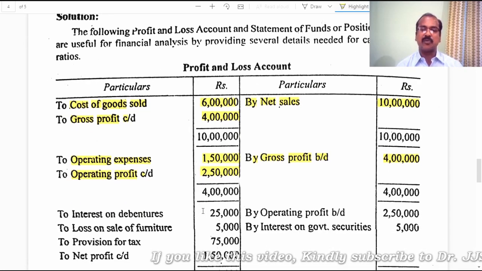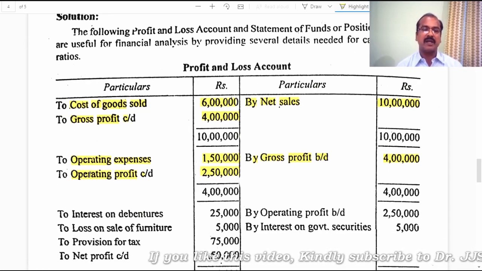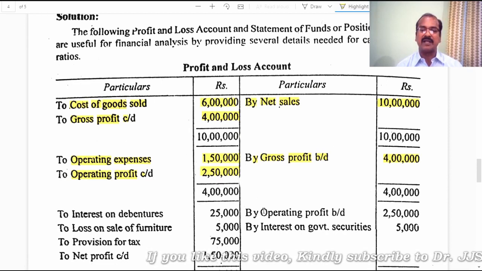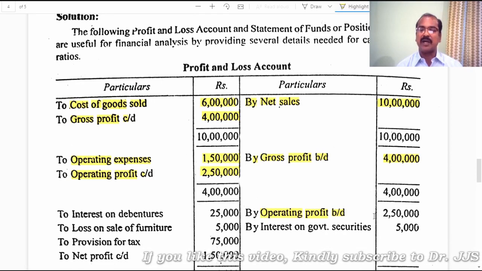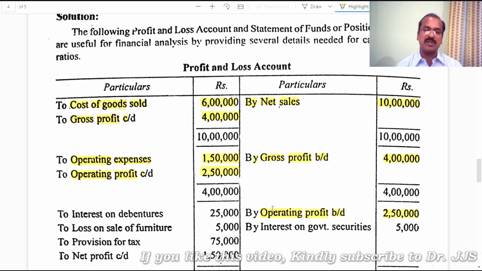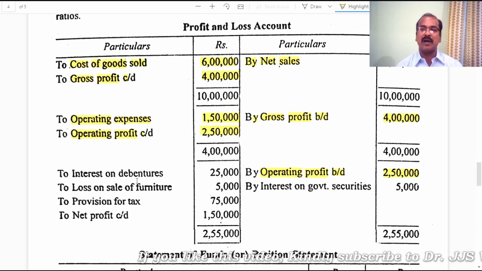The second stage of profit and loss account is continued here. The operating profit calculated here is transferred to the credit side of the second part of P&L account. By operating profit brought down 2,50,000. We will now debit all non-operating expenses and losses here, credit the non-operating incomes and gains in the credit side.